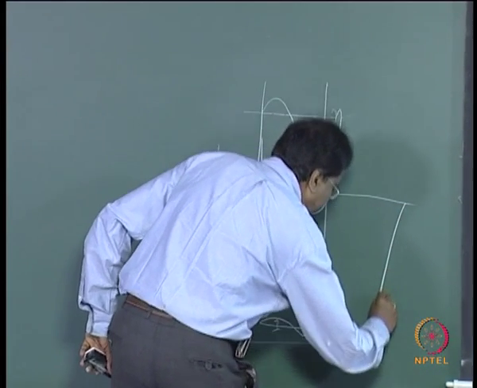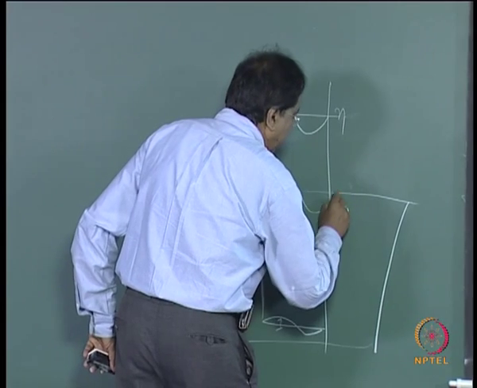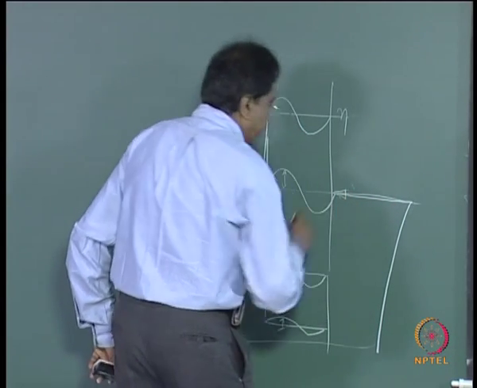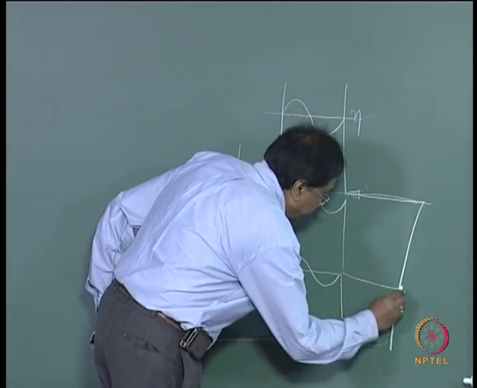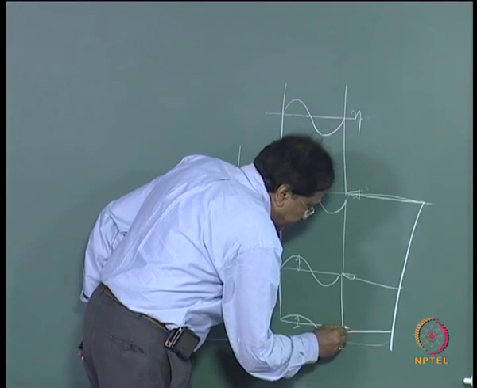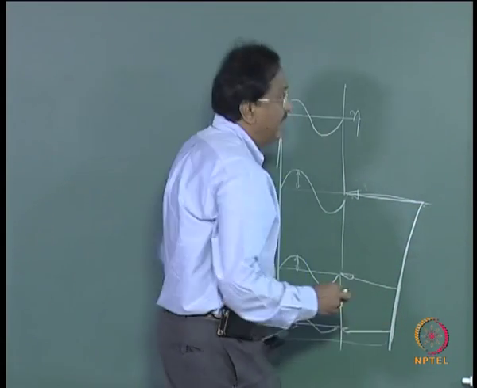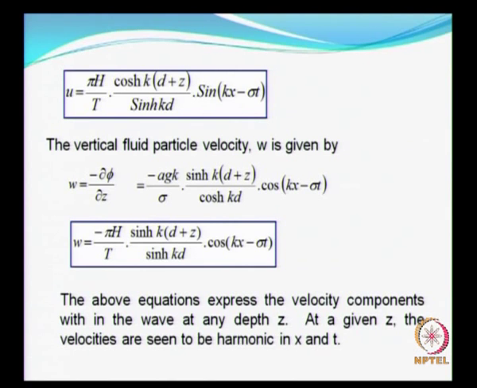The variation will be like this, because this will be the maximum. I am plotting only the magnitude here, and then this will be at this. So you see that this variation will be nothing but a cosine hyperbolic variation. Usually you will be asked how the particle velocity varies under the progressive wave. You need to say that it is a hyperbolic variation. Is that clear?